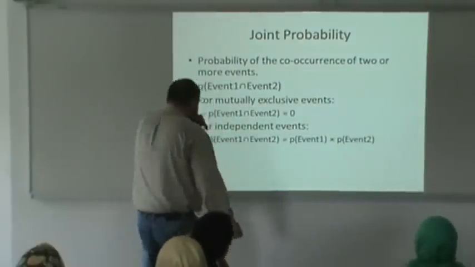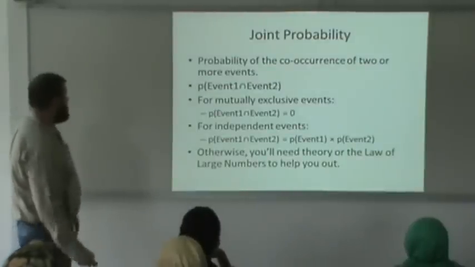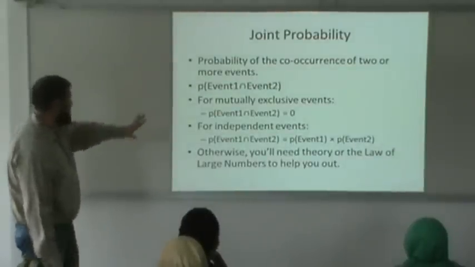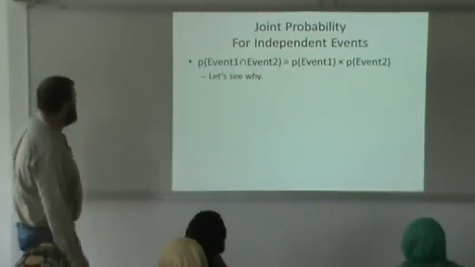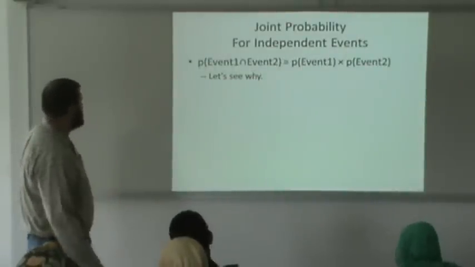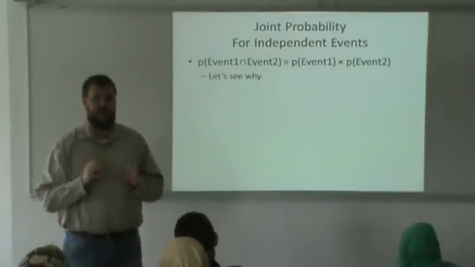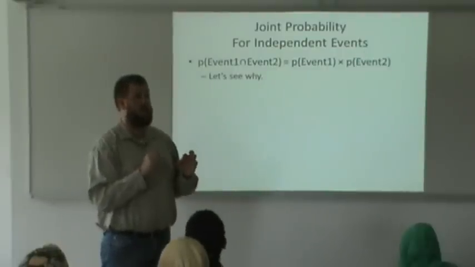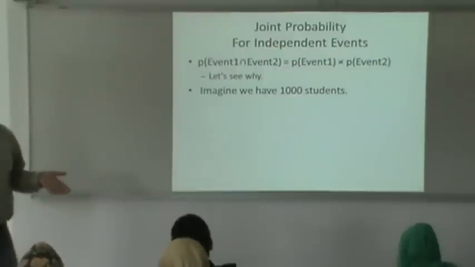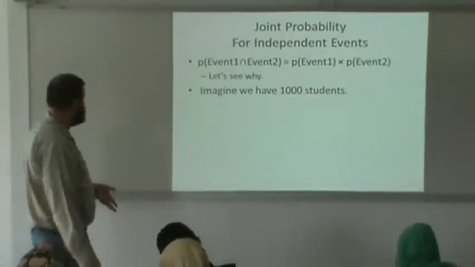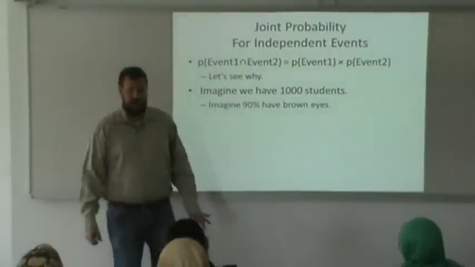Right, and so let's take an example to see how this works. If you don't have things like this, you might need some theory or the law of large numbers to help you out. So let's see why this is. The probability of event 1 and event 2 equals the probability of event 1 times the probability of event 2. So imagine that we have 1,000 students, right? We have 1,000 students. Now imagine that 90% have brown eyes.